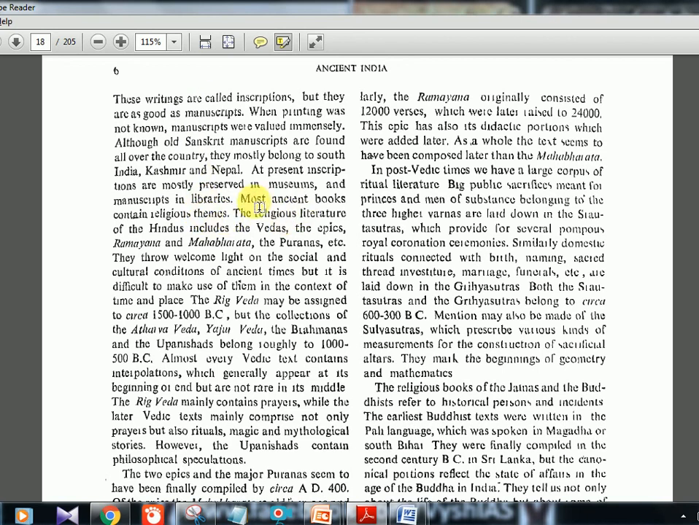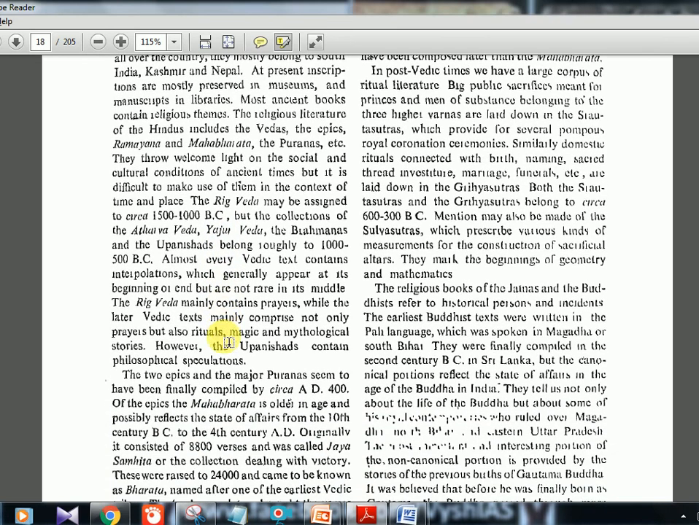Then again, they're now going to tell about the epics, the Ramayana and Mahabharata. Then the Puranas are there. The Rig Veda, Atharva Veda, Yajur Veda, and the Sama Veda will be there. Each has a different meaning. I'll make a table and explain it to you someday. But here in NCERT, just the names are given now. The Brahmanas are there, Upanishads are there.